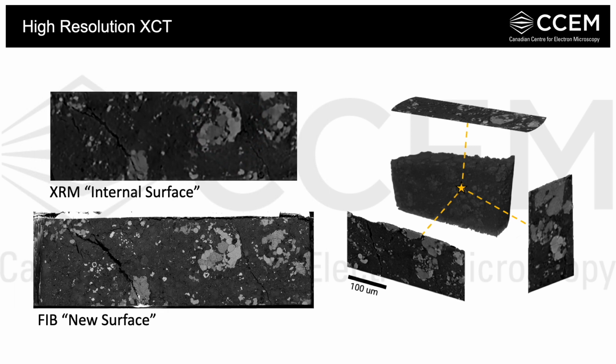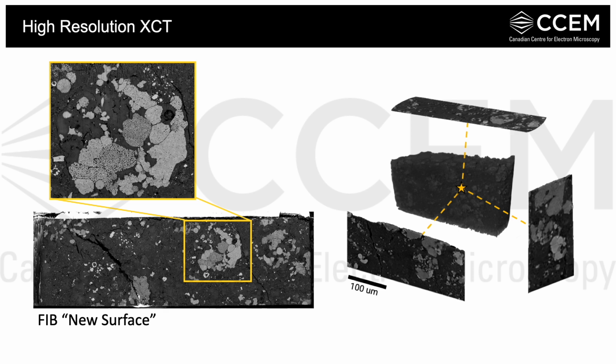And we can compare our XRM data with our SEM images of our new surface. So we know that we've milled into the block the correct distance, and we've reached our target. Now that this plane is our new surface, we can image it in more detail with the SEM and map out our exact locations for TEM and Atom Probe.